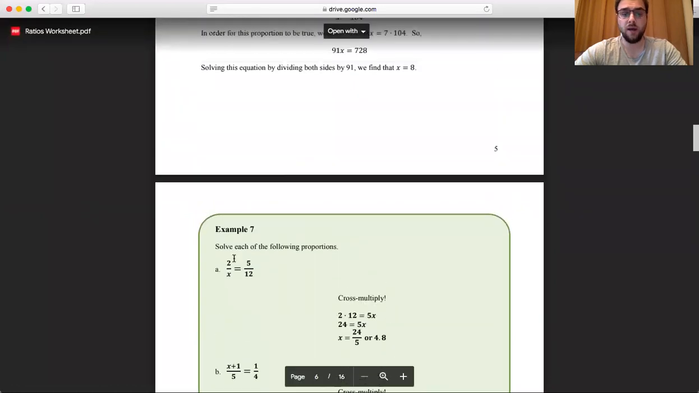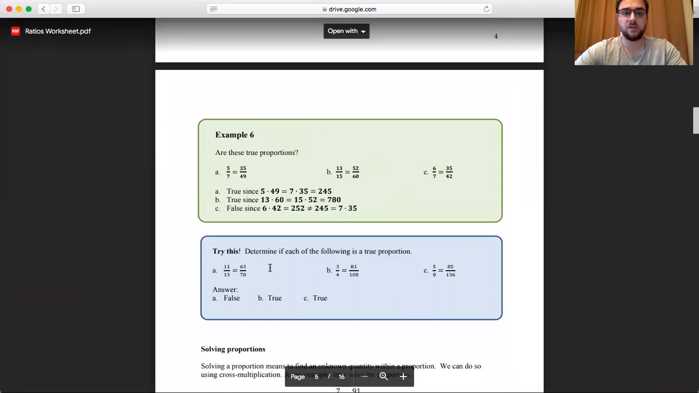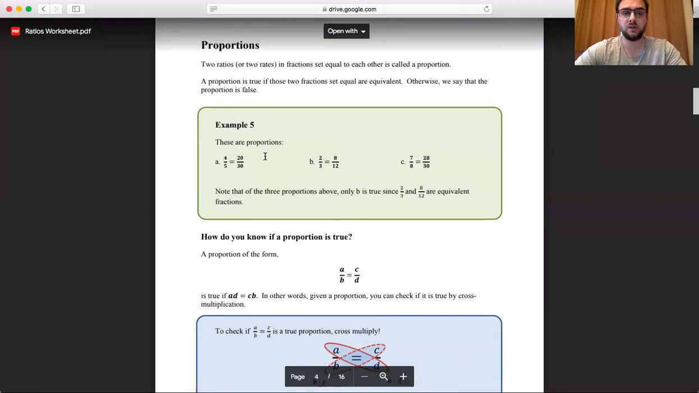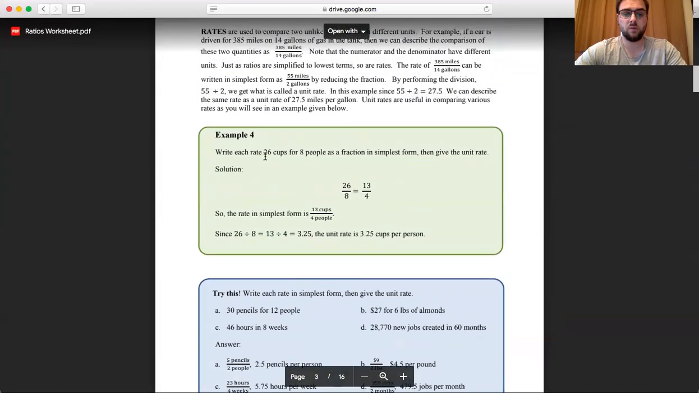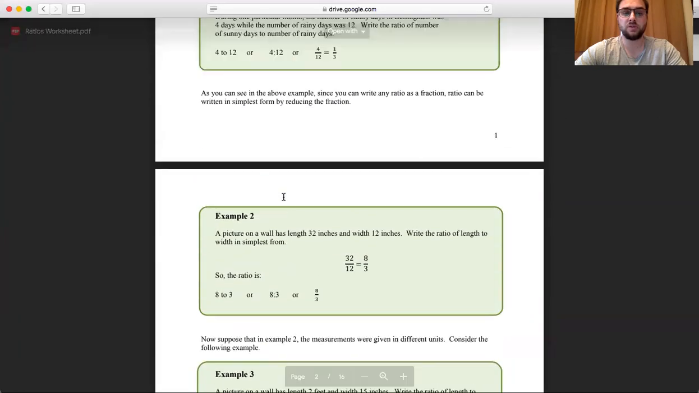So we're going to do some problems just like we have here in example 7. We're going to do a couple problems just like we have here in example 6. And then we also, let's go up to the very beginning. We're going to do a couple word problems similar to how we had in example 2.